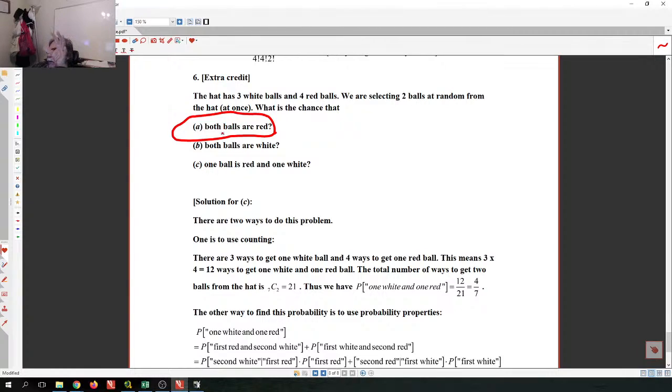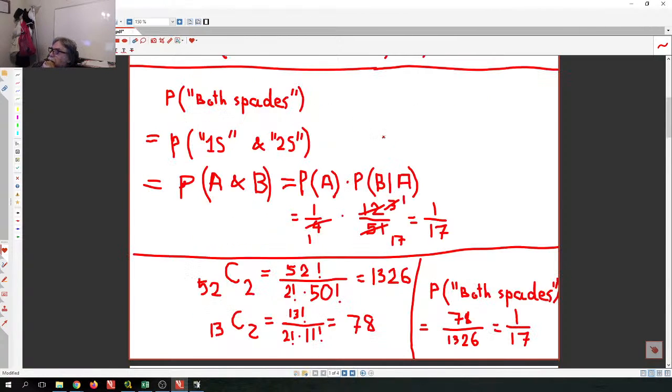So I'm going to do the A part, and I'm going to leave the B and C part to you. The C part is explained here, so I want you to go through that reading. The B part you can do the same way I'm going to do the A part, only replacing red and white. I mean, there are some differences in the numbers, of course. Okay, so this is the story.